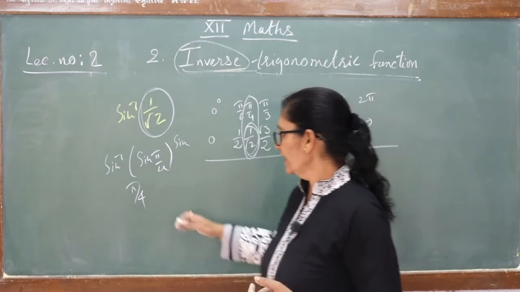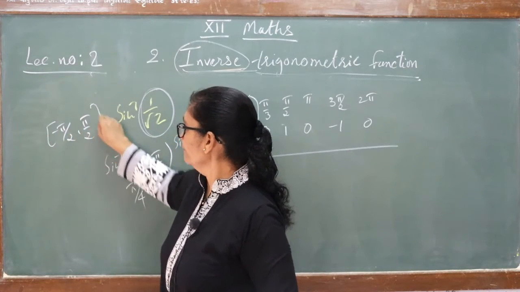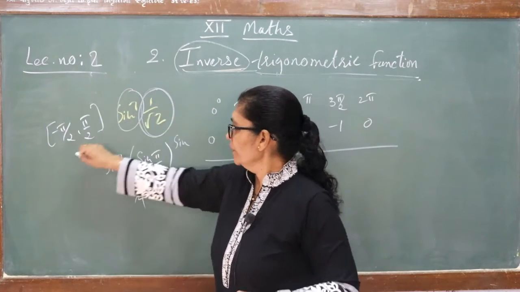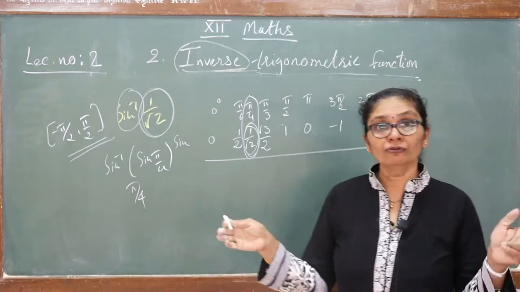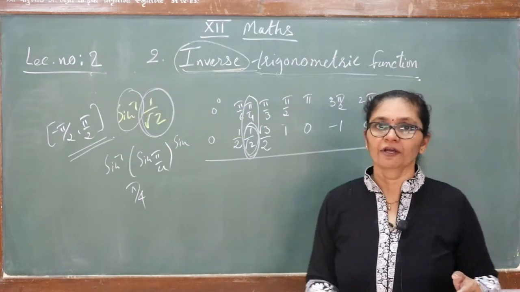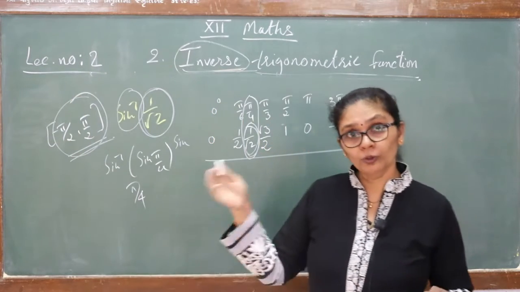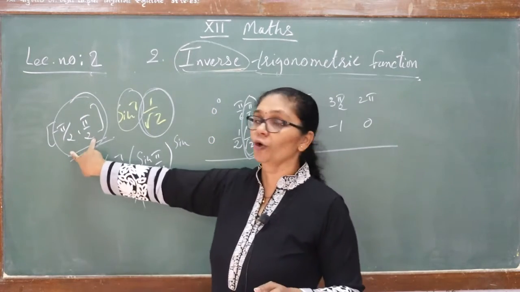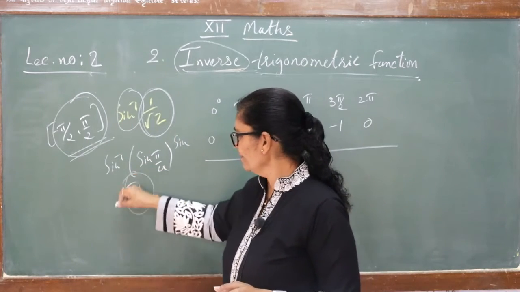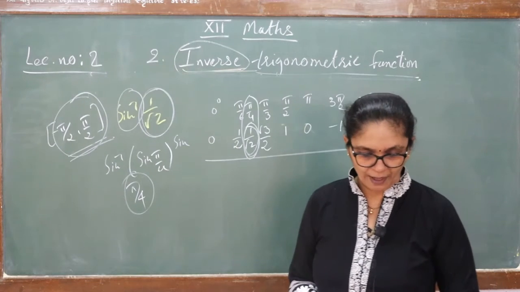But remember, whenever you write, your answer should lie in minus pi by 2 to pi by 2 only, because for sine inverse, this is your only boundary. Your answer should lie between minus pi by 2 and pi by 2. If your answer does not lie in minus pi by 2 to pi by 2, you have to bring it into the given restricted domain. Then only you can find the inverse of it. Okay, here it's very easy because pi by 4 lies between minus pi by 2 and plus pi by 2.